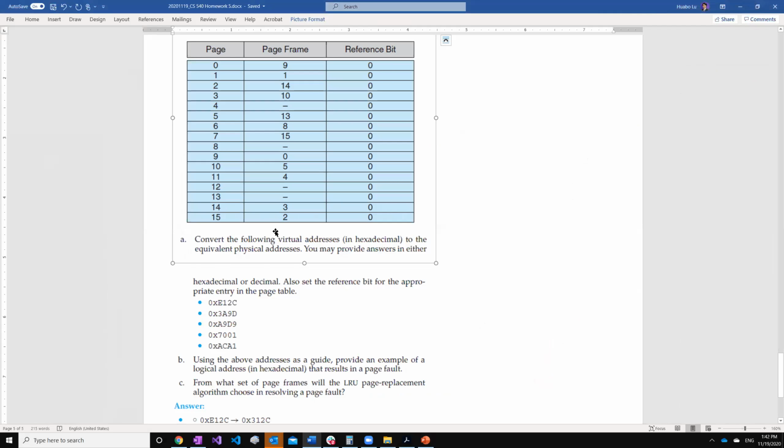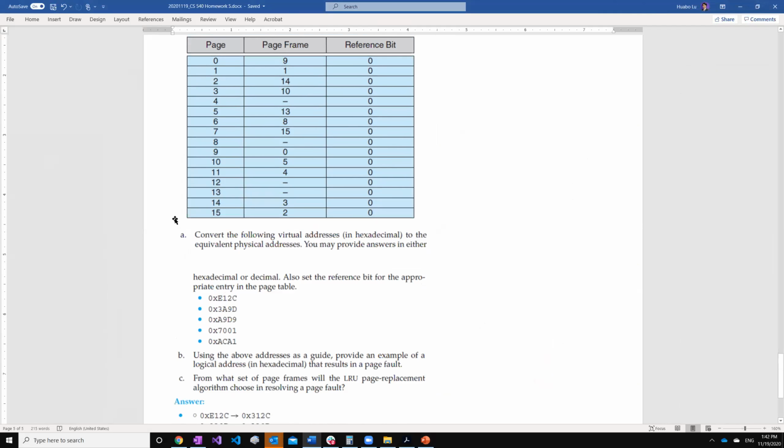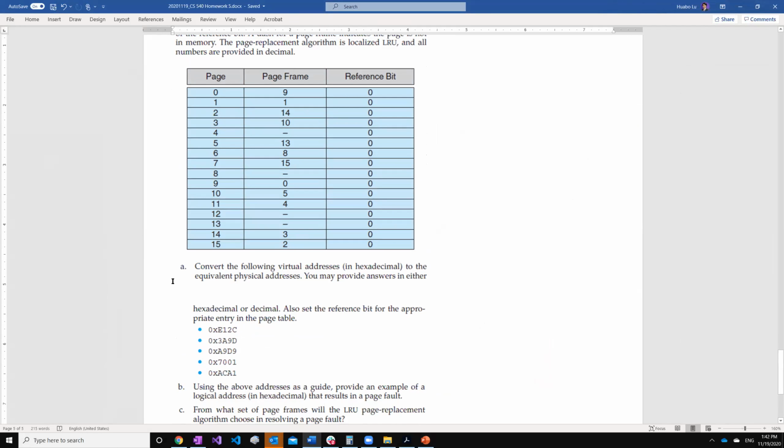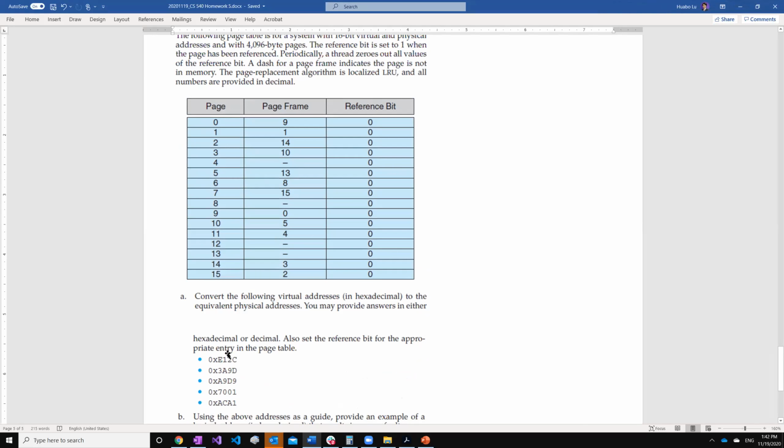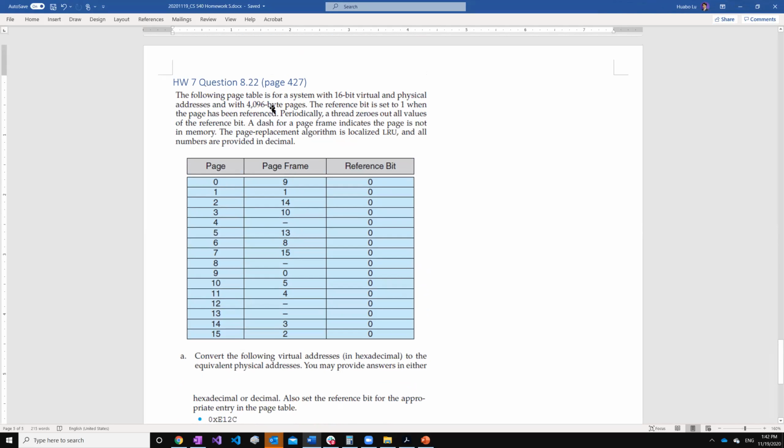And then we need to do what? We need to convert the address. Convert the following virtual addresses in hexadecimal to the equivalent physical addresses. How can I do that? Well, I guess I need to know the link between the page and the frame. Okay, let's take a look. What information do I need for the conversion? I need to know how large each page is.